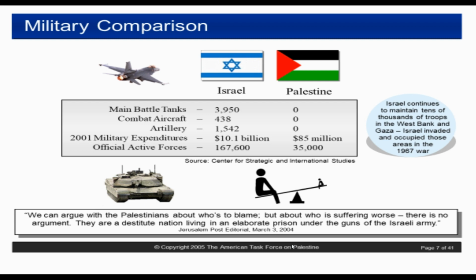More than 3,900 main battle tanks for Israel, Palestinians, 0. Combat aircraft for Israel is 438, Palestinians, 0. Artillery, 1,542 for Israel, 0 for Palestine. And military expenditure is more than $10 billion for Israel, and Palestine is $85 million. And official active forces is 167,000 for Israel and 35,000 for Palestine.